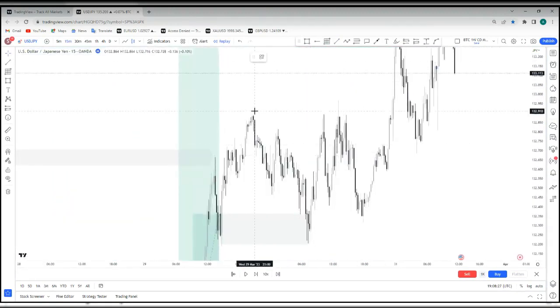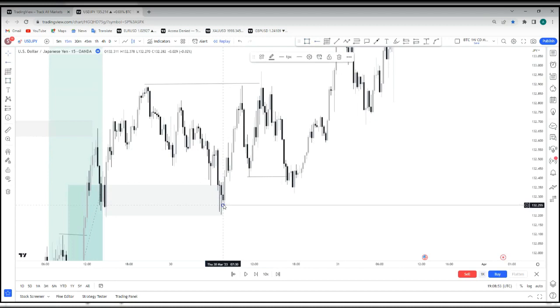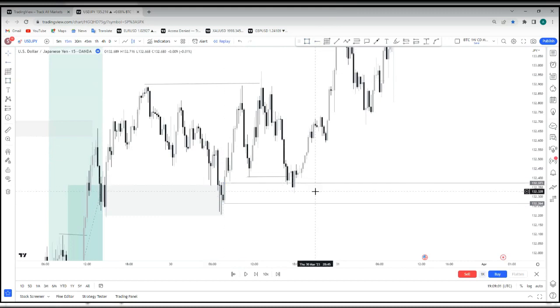Now see this break of structure. External liquidity has been taken out. Where is our internal liquidity? This place. It's the internal liquidity. Then where's our what? Demand zone. This is our demand. Where am I going to mark it from? From this low. From this low to the what? To this high. Can you see?